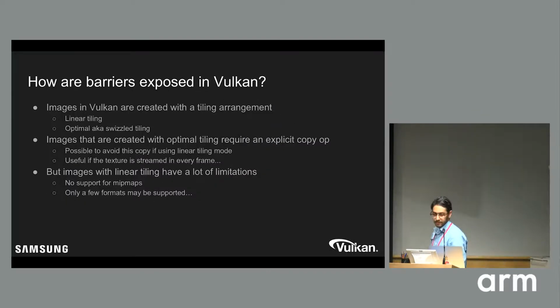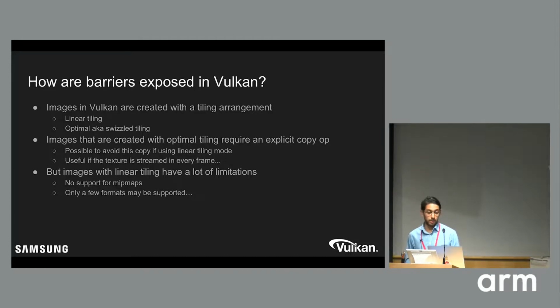Images in Vulkan are created with a tiling arrangement. I had a specific tiling arrangement written there before, but that's not really correct. You've got linear tiling, which basically means row major order, and you probably have some padding there as well. The other flag that's exposed in Vulkan is known as optimal, aka swizzle tiling. This means the image is laid out in a GPU-dependent arrangement, which can be more efficient for specific use cases. For example, for bilinear filtering, it can be laid out in a specific way which makes it more efficient for 2D access.